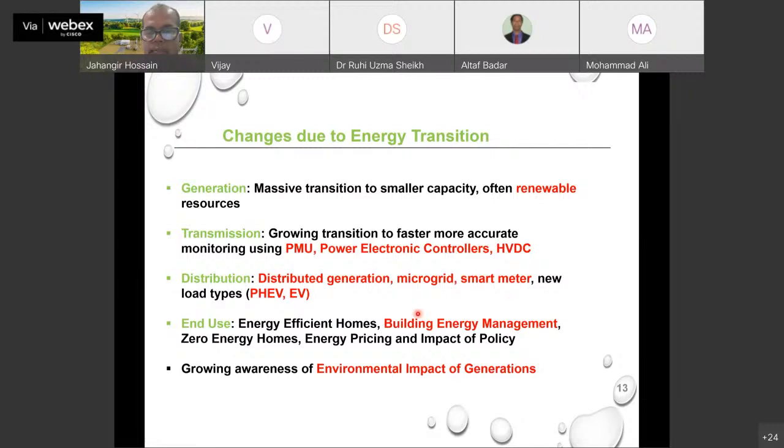And then you have building energy management, zero energy home, and then energy pricing and so on. We talked yesterday about transactive energy, and we are also having new policy and so on. Other things are also happening: people are now more aware of the environmental impact of generation. If you think about 5-6 years back, now everybody understands what sustainability is, and what sort of impact the current power system has on our environment. So these are some red bullet points that if you are interested, you can think about working on those topics.